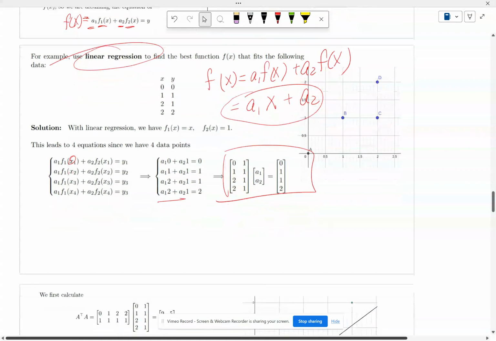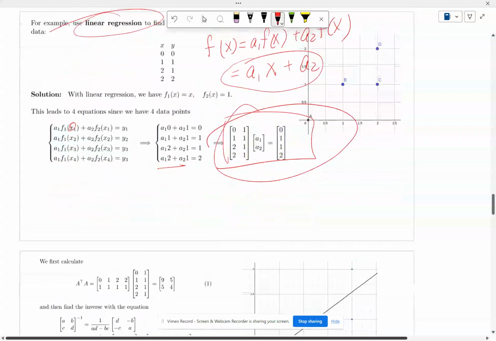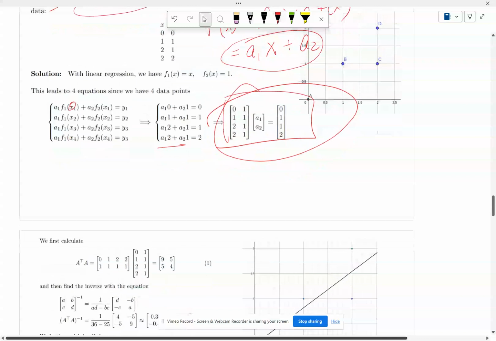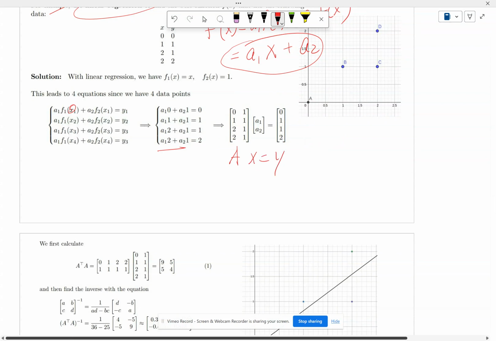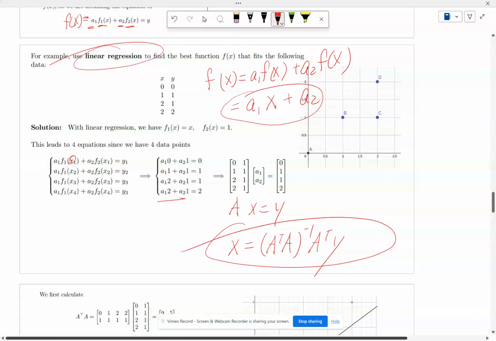Now that we're in matrix form, we can solve this using the technique I told you previously. Let's call this Ax equals y. Therefore, the perfect x would be A transpose A inverse, A transpose y. So if we want to find a function that allows us to take this input and output this, input this, output this, the perfect alpha 1, alpha 2 for this equation can be found using this.